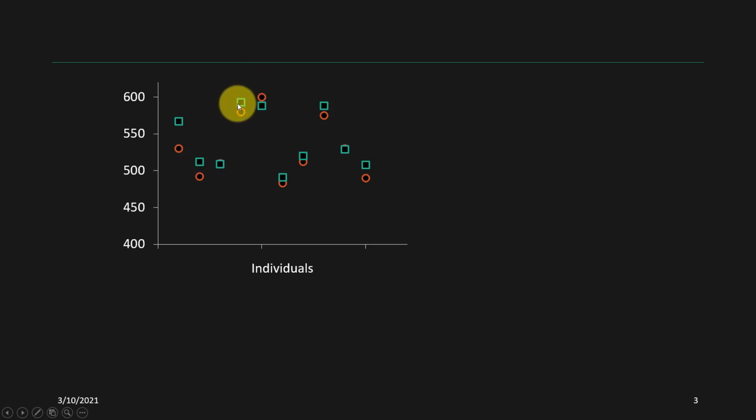So high scoring people, even when they're fatigued, tend to be high scoring people. Low scoring people, even when they're fatigued, tend to be low scoring people. So knowing something about one observation tells me something about the other observation. So that is statistical dependence that is induced by the fact that I have repeated measurements from the same individuals.